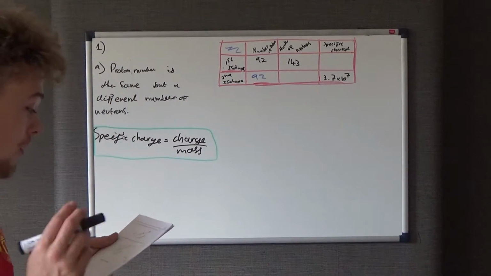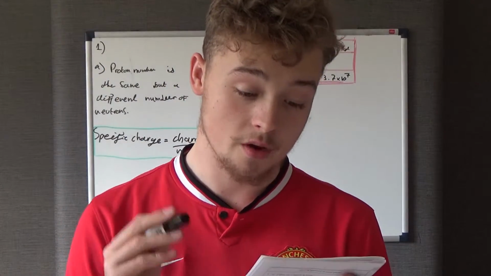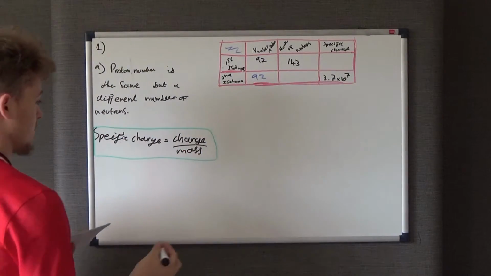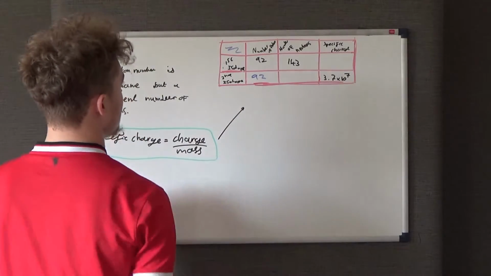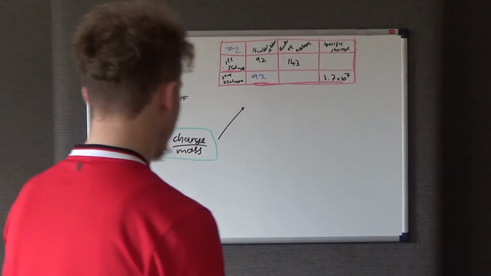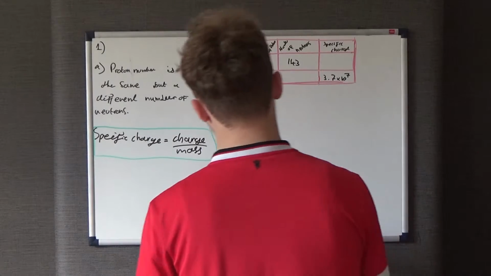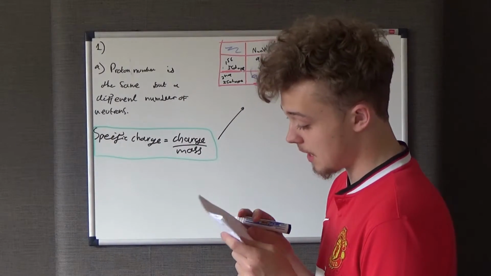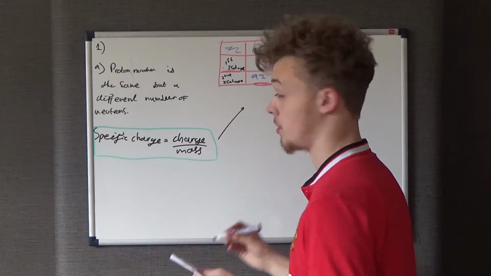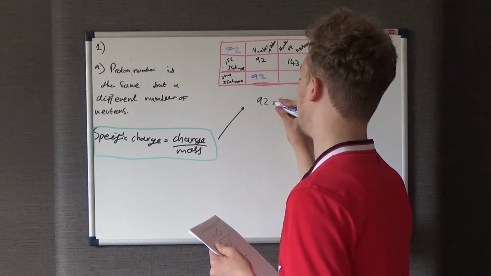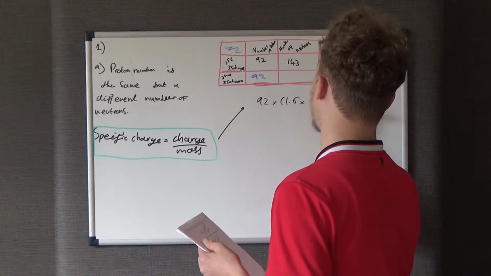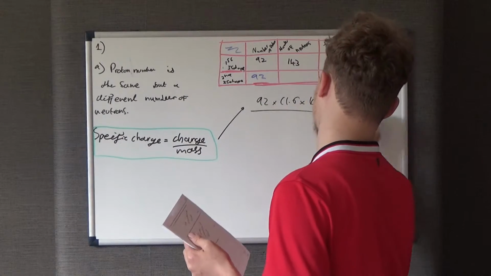Anyway, B part 3 says to calculate the specific charge of the first isotope and write this in the table. So we've got to calculate this bit. As I mentioned, specific charge is charge over mass. The only charge we're considering is the number of protons. The charge of a proton is 1.6 times 10 to the minus 19, the positive of the electron charge, and there are 92 of them, so 92 lots of that charge.